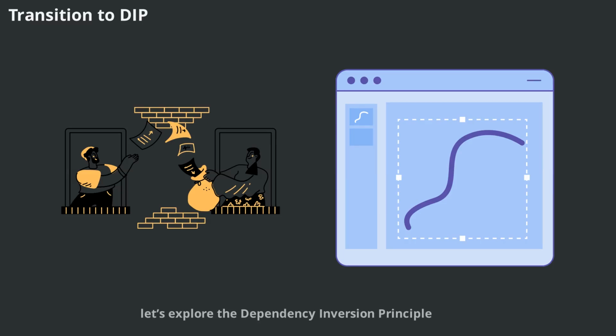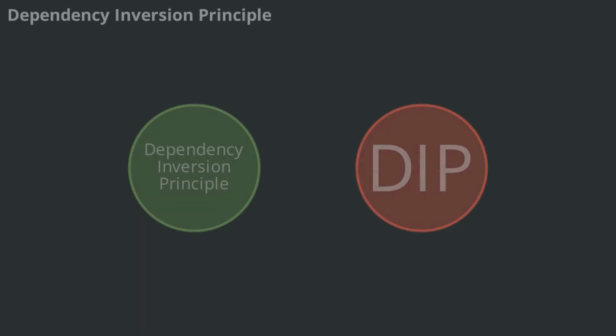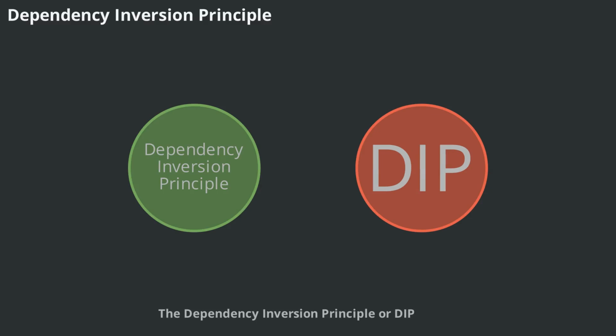Next, let's explore the Dependency Inversion Principle, which helps decouple high-level and low-level modules. This principle is vital for building flexible and testable applications. The Dependency Inversion Principle, or DIP, states that high-level modules should not depend on low-level modules. Both should depend on abstractions. This principle decouples your system, making it easier to replace or modify components without affecting the rest of the application.